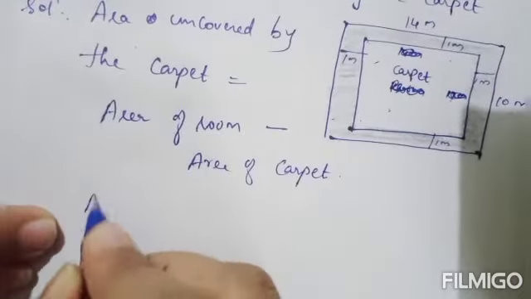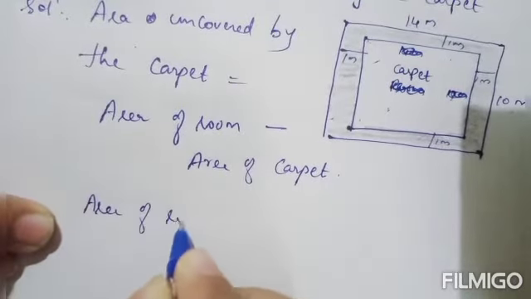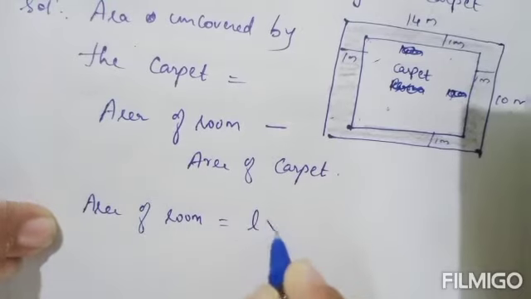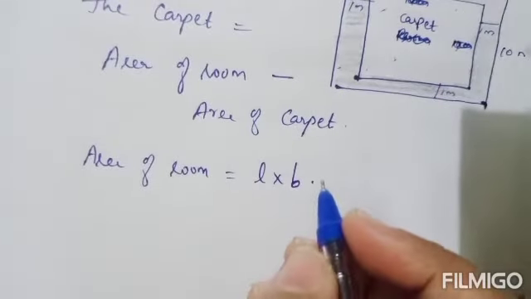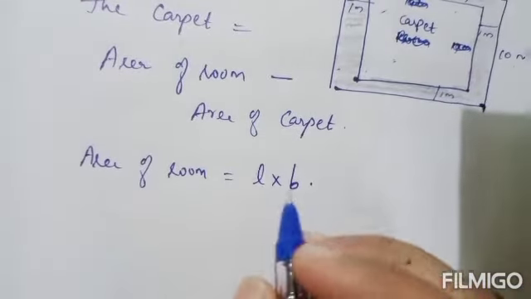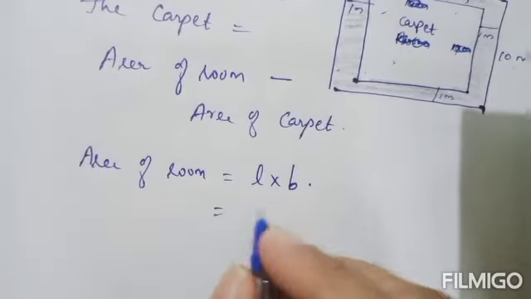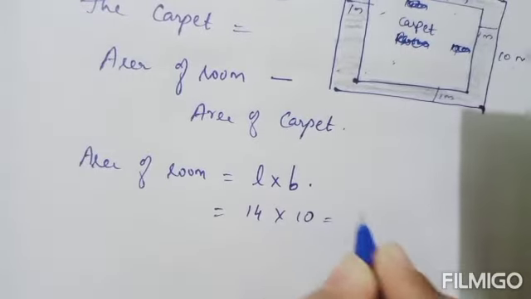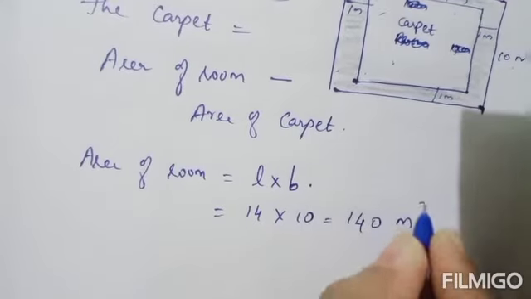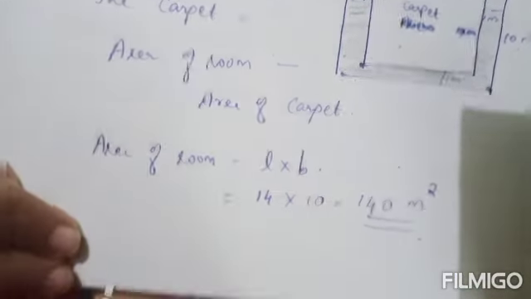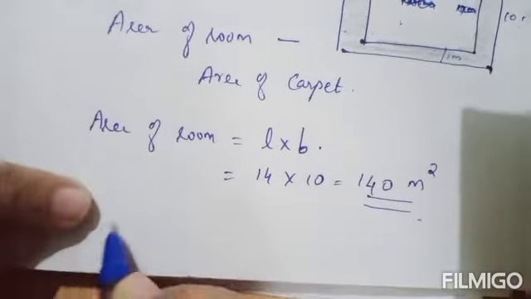Okay, so area of room, you can find its length and width, breadth or width it is given in the question. Okay, 14 meter and 10 meter. So area of room is 14 into 10. You will get 140 meter square. Okay, now area of carpet you need to find.